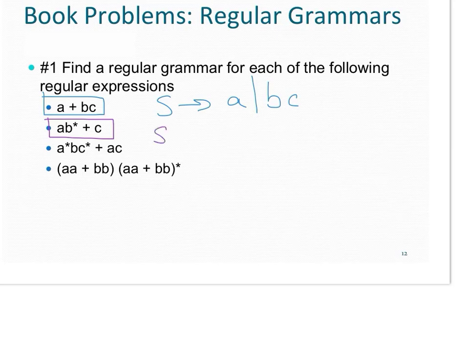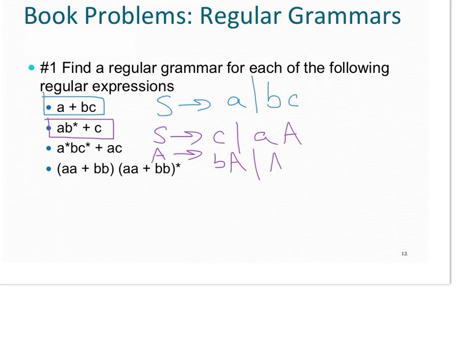So one option is S could just go to C, right? The other option is S could go to an A followed by the rest of it, which I'll call A. And that A rule is going to have to represent my B star part, so I'm going to say A goes to a BA or lambda. All right, so that's that stuff.